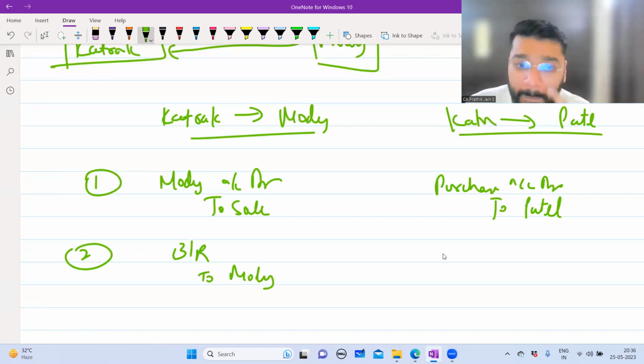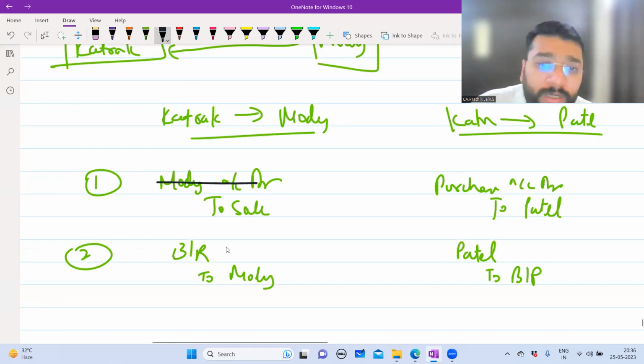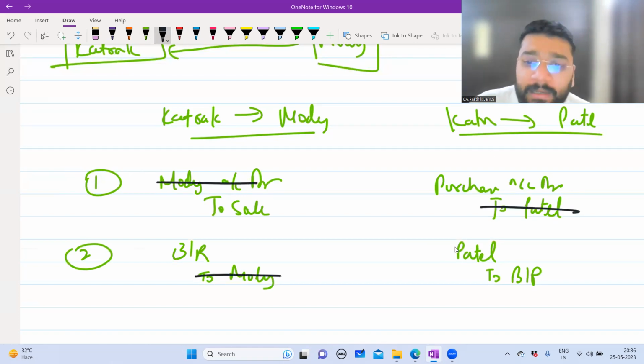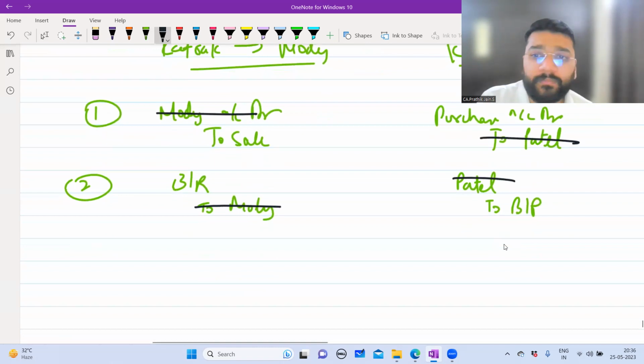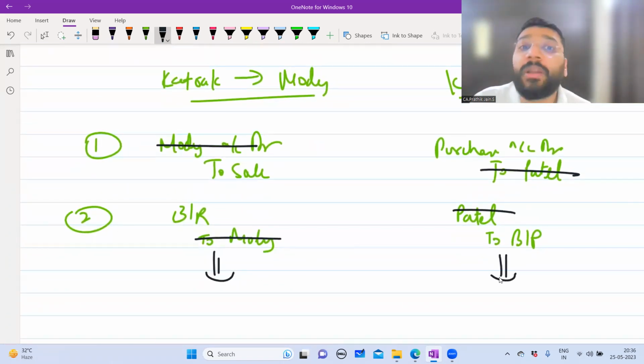And here it is, Patel to Bills payable. So here can I say Modi knocked off, Patel knocked off. Now guys, on the maturity date, on the due date, the bill has been honored. So Katrak will record the receipt entry.